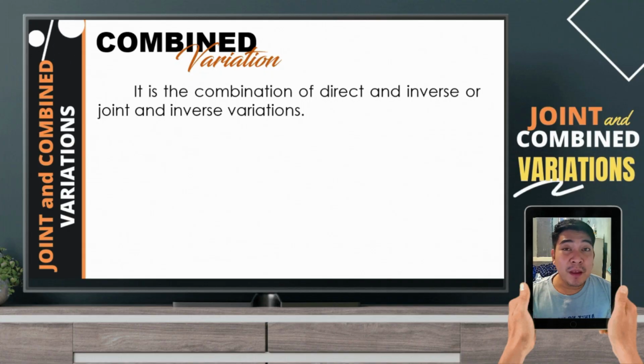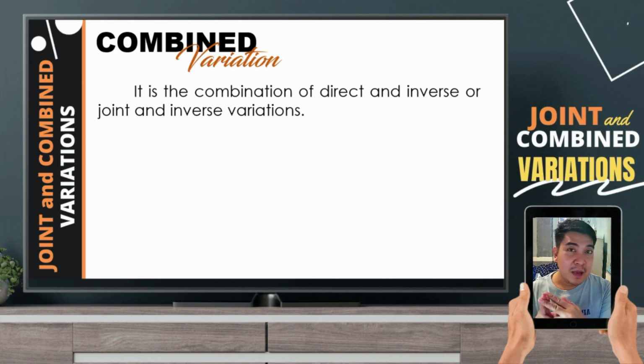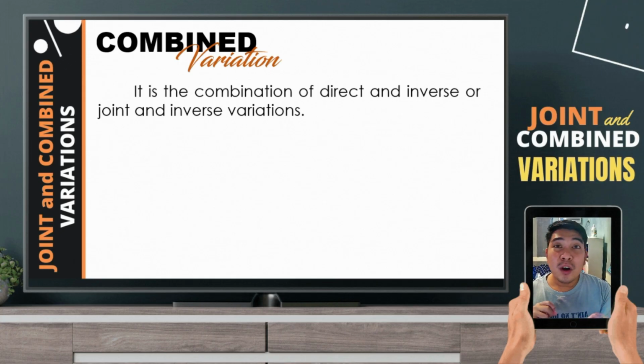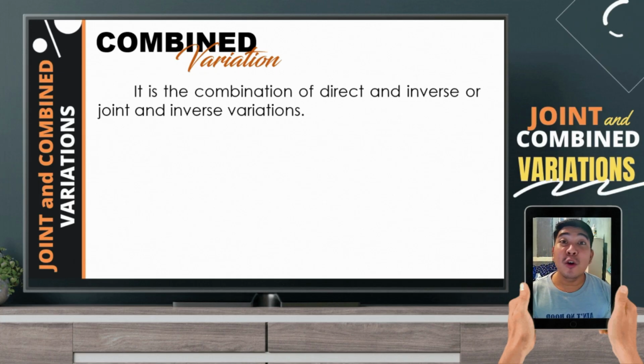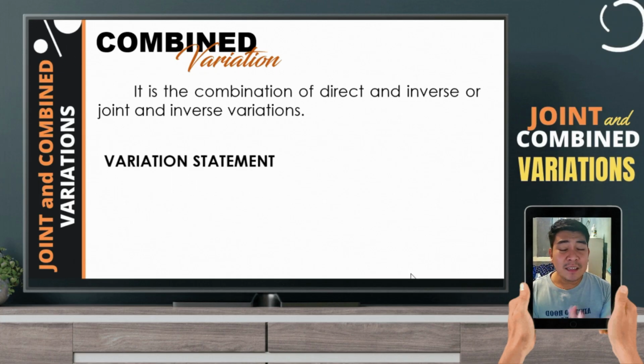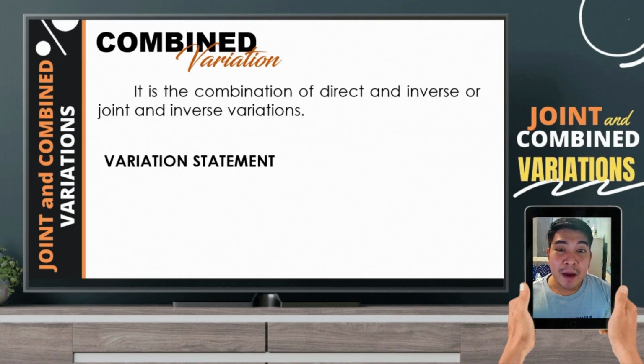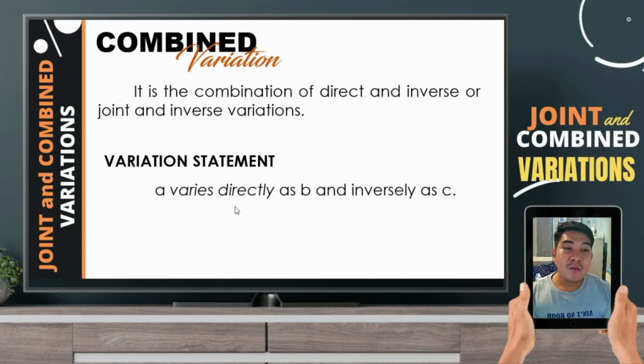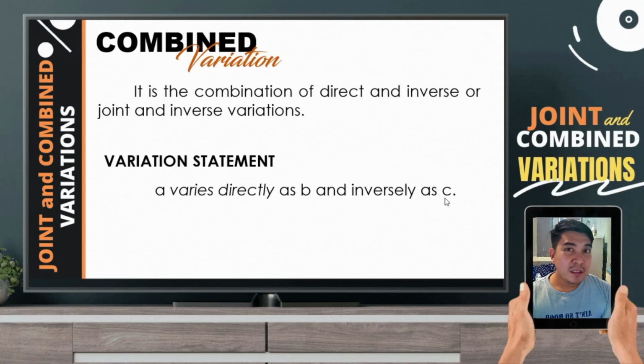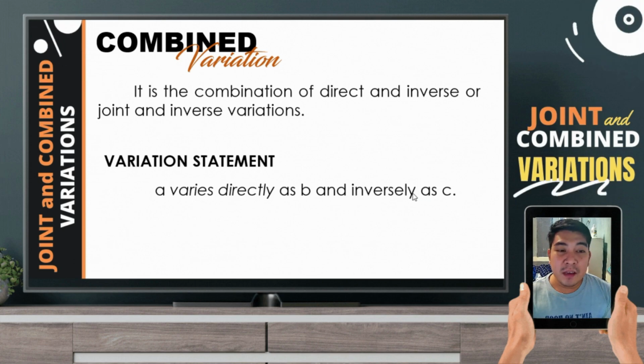Combined variation is the combination of two variations. It is either direct and inverse, the two of them combined, or joint and inverse. Joining them, we have the combined variation. Let us have a variation statement that exhibits combined variation. A varies directly as B and inversely as C. If you can see, we have here two involved variations, direct and inverse.